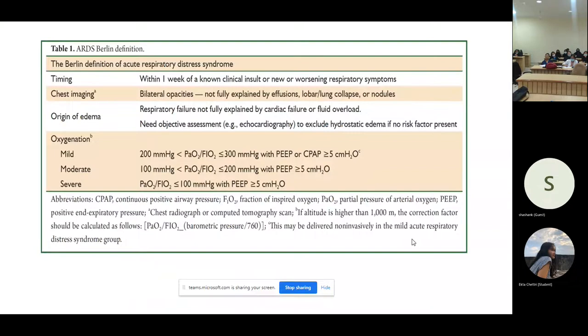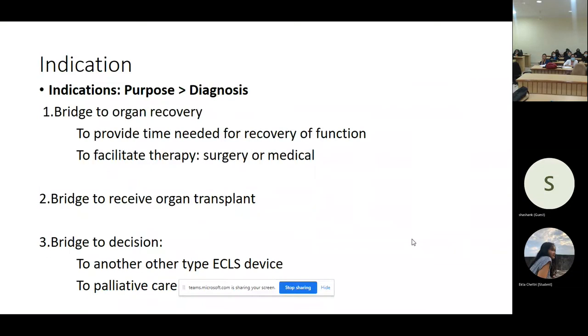So when a patient has severe ARDS and is not getting better with all the maximal ventilatory settings, then as early as possible, to prevent permanent organ damage, the patient should be put on ECMO. Clear till now? Yes, sir.